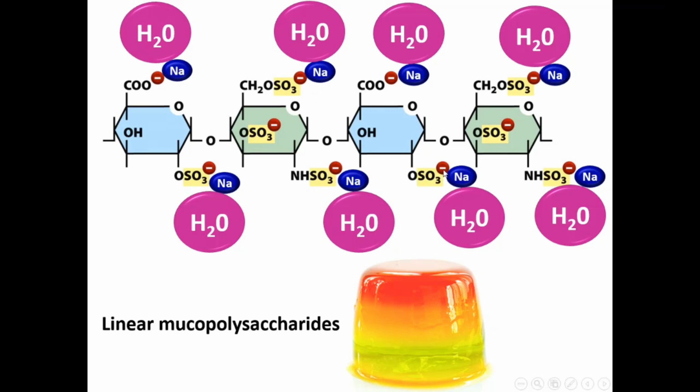And also, this negative charge gives another property to GAGs, and that is, the same charges usually repel each other. So because the GAGs have a linear, extended conformation, they never coil.